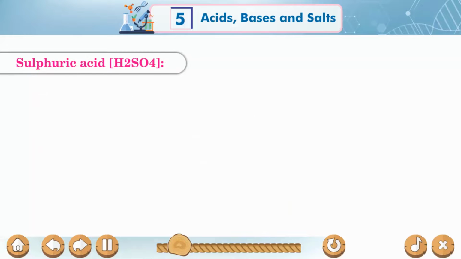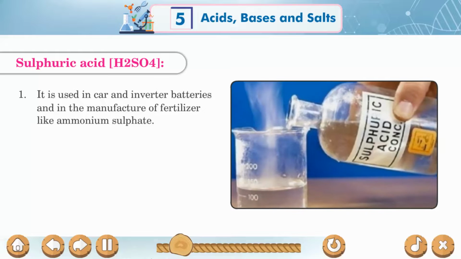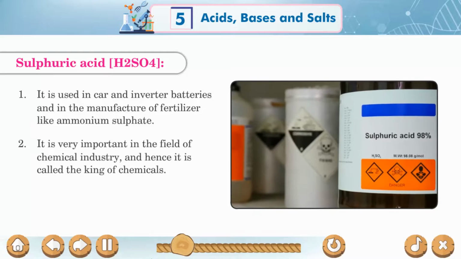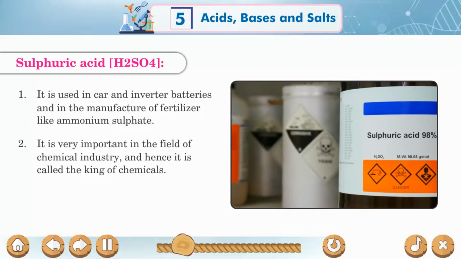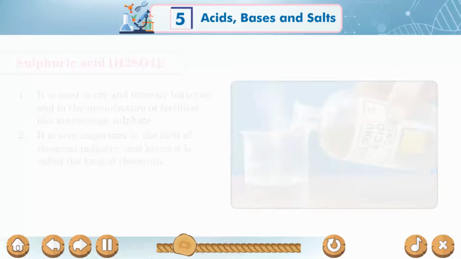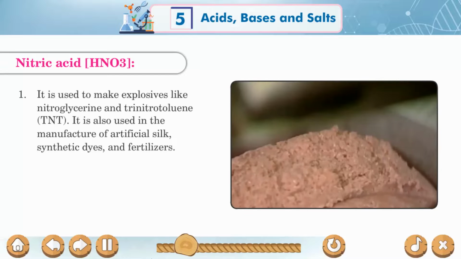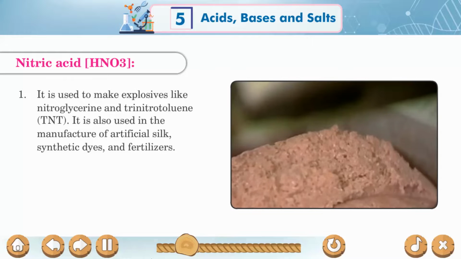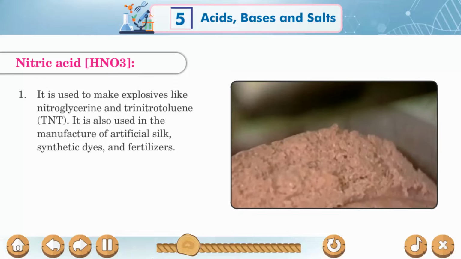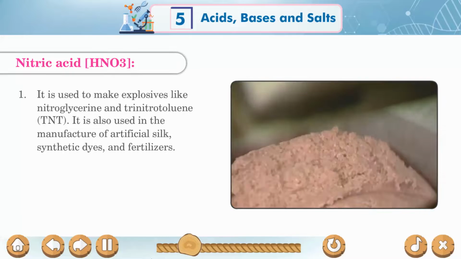Sulfuric acid, H2SO4. 1. It is used in car and inverter batteries and in the manufacture of fertilizers like ammonium sulfate. 2. It is very important in the field of chemical industry and hence it is called the king of chemicals. Nitric acid, HNO3. 1. It is used to make explosives like nitroglycerin and trinitrotoluene, TNT. It is also used in the manufacture of artificial silk, synthetic dyes and fertilizers.